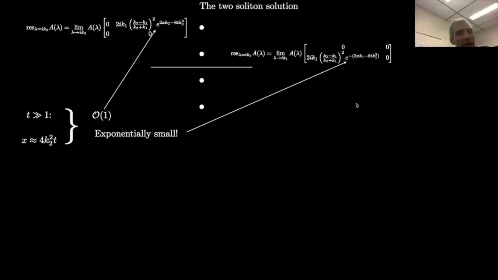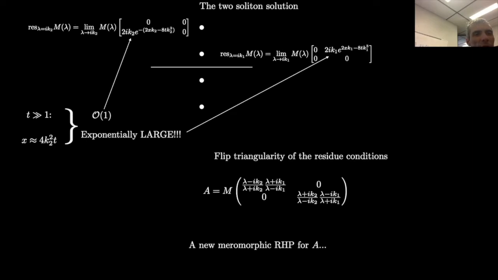Sorry, Ken, I have a question. Can you roll back one slide? Right, so how does this change the triangularity if it's diagonal? Maybe it should be off diagonal?